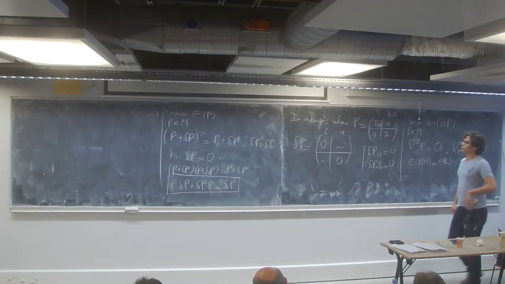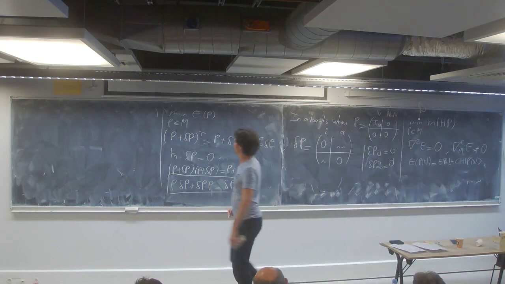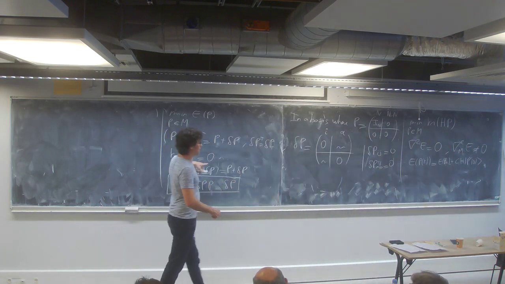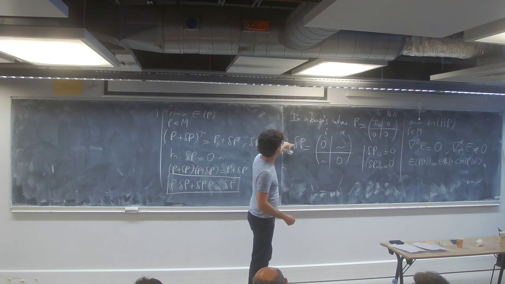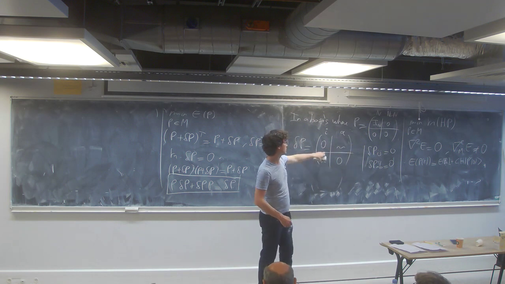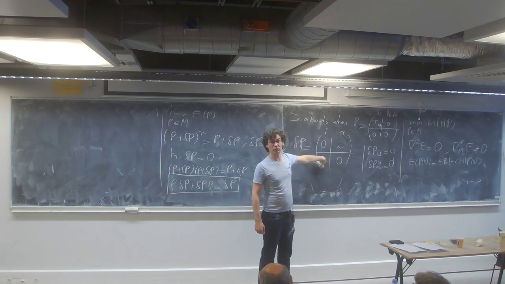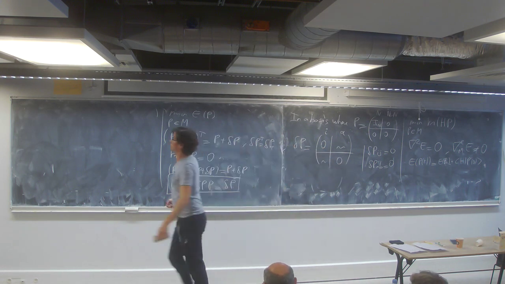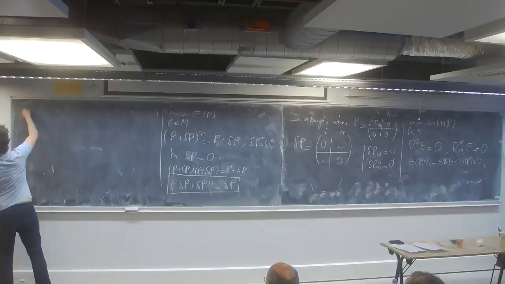Okay, so first order condition before doing this. The first order condition is what? It's that the gradient has to be orthogonal to the tangent space. What is the tangent space? It's the set of matrices that look like this. What does it mean to be orthogonal to all the matrices that look like this? It must be block diagonal.